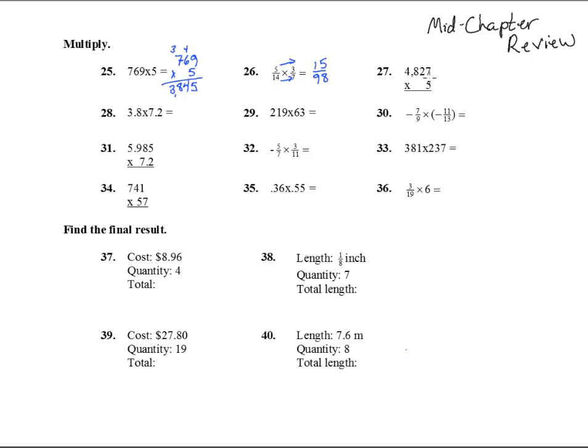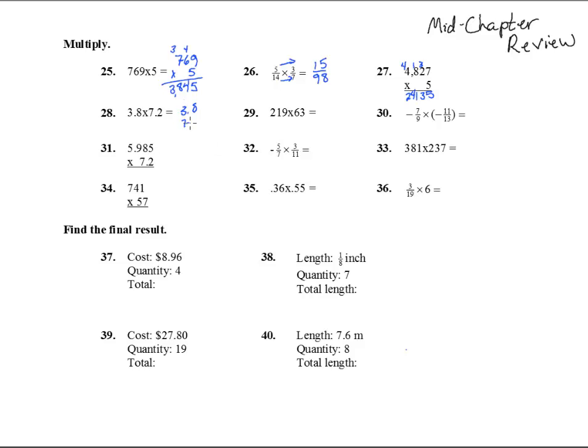This is already set up nicely. So 5 times 7 is 35. 5 times 2 is 10, plus 3 is 13. So 3, carry a 1. 5 times 8 is 40, plus 1 is 41. And 5 times 4 is 20, plus 4 is 24. So we get 24,135. Number 28. Let's set this up right.